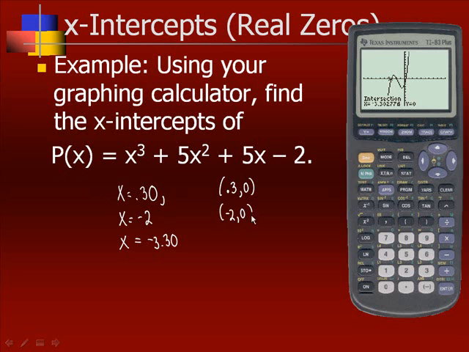So, be careful on your MyMathLab because sometimes it'll say enter the x-intercepts as 0.30, -2, and -3.30, and then other times they will just say list the x-intercepts or list the x values only.